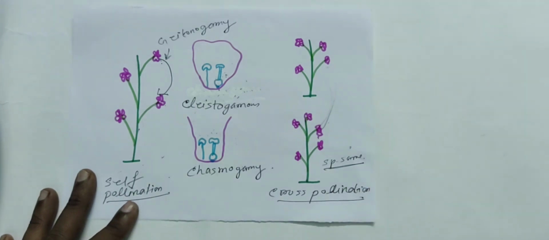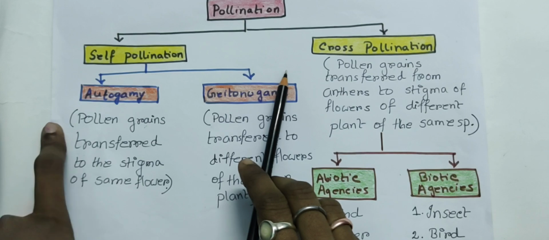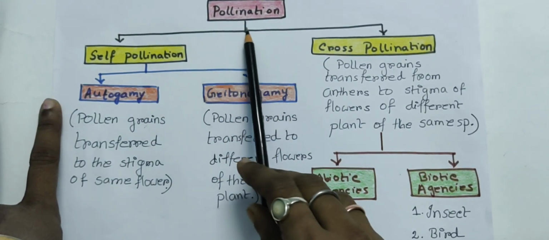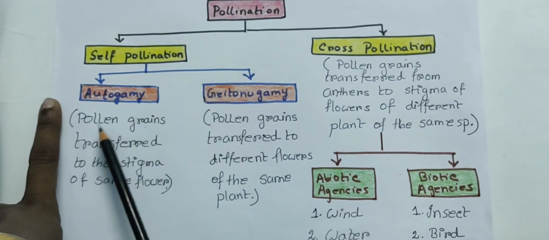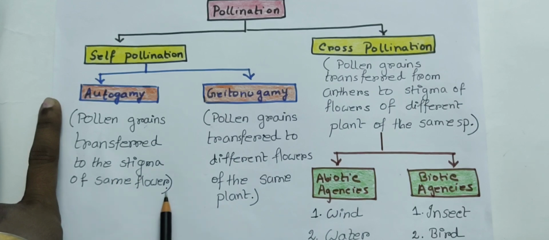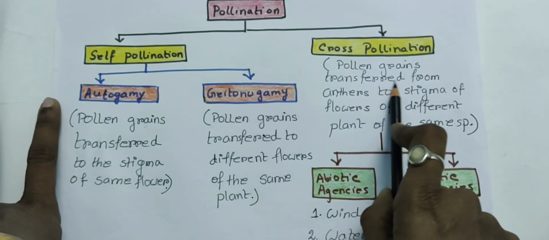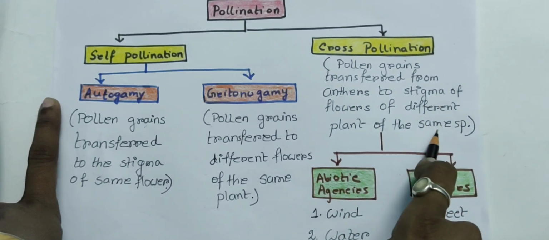Okay, let's come to the chart where I'm going to show you the detailed classification of pollination. Here is the chart. This chart will help you to learn self-pollination and cross-pollination. These are the two major types of pollination. Self-pollination is further divided into autogamy and geitonogamy. In autogamy, pollen grains are transferred to the stigma of the same flower, and in geitonogamy, pollen grains are transferred to different flowers of the same plant. Here it is cross pollination.